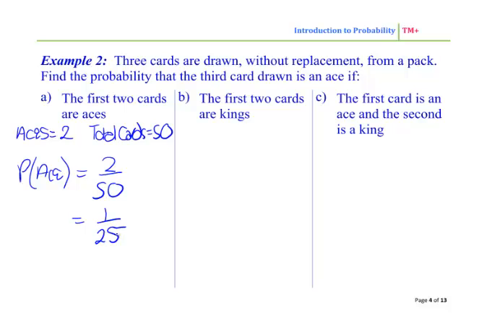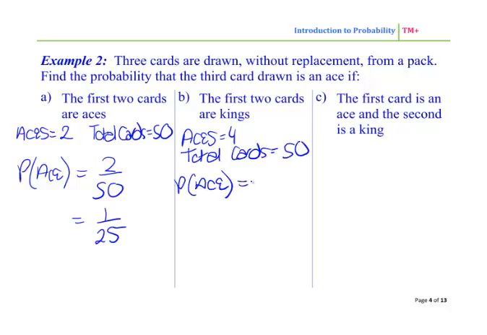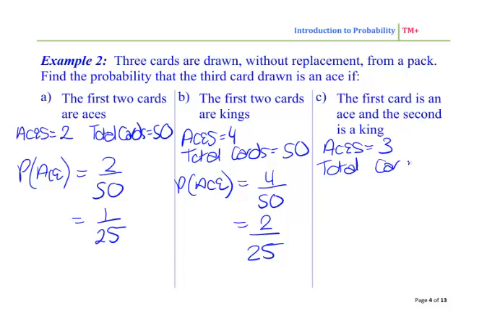The first 2 cards are kings. Well, now I still have 4 aces left, but I still only have 50 cards to choose from. So the probability of an ace is going to be 4 out of 50, which reduces to 2 out of 25. Last, the first card is an ace and the second is a king. Well, that means I now have 3 aces left out of a total of 50 cards. So probability of getting another ace is going to be 3 out of 50.